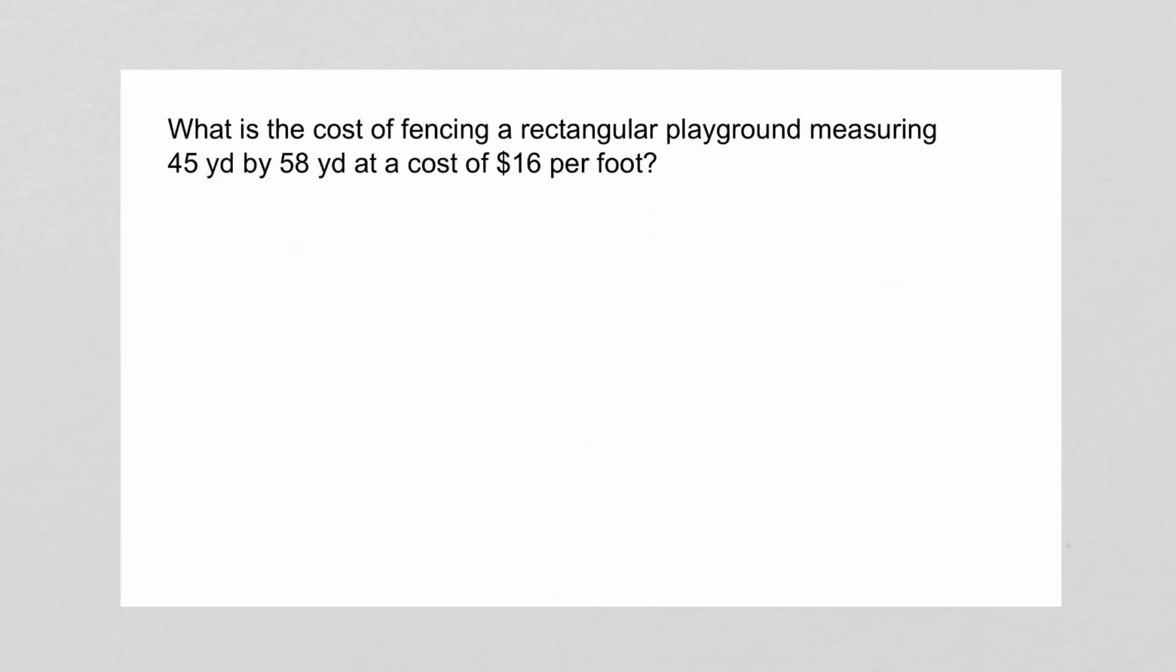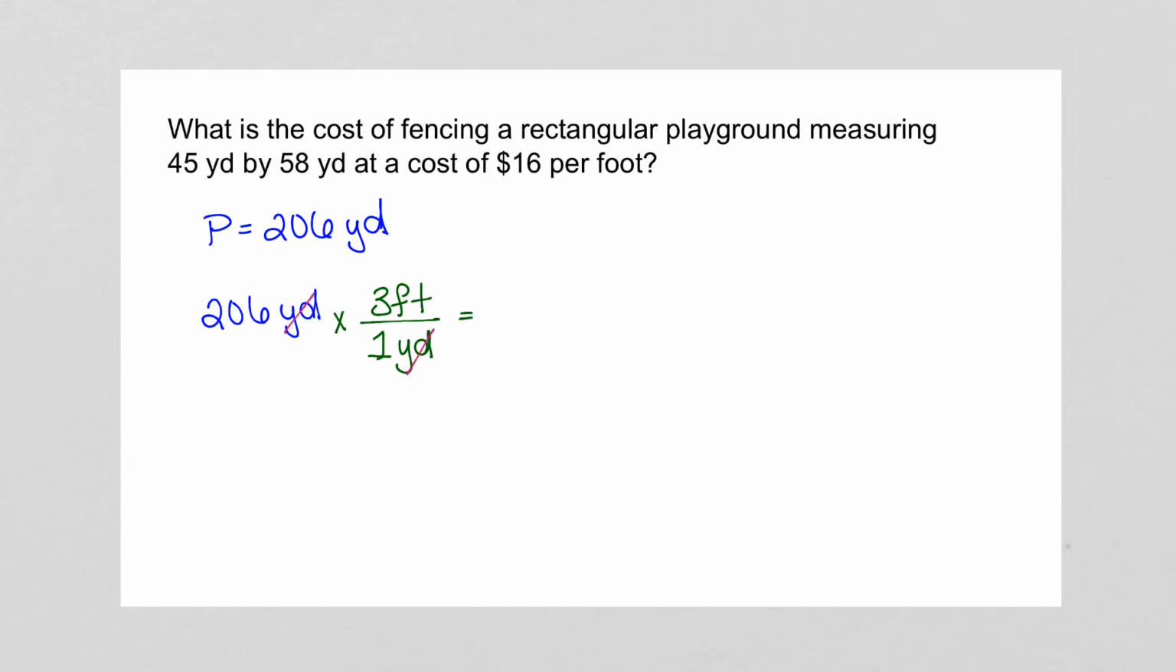Okay, so we found that the perimeter is 206 yards, and we need to change that to feet. So let's do that. We would multiply by the unity fraction where 3 feet is equal to a yard. So 1 yard on the bottom, 3 feet on the top. Yards will go away. And so it's 618 feet.